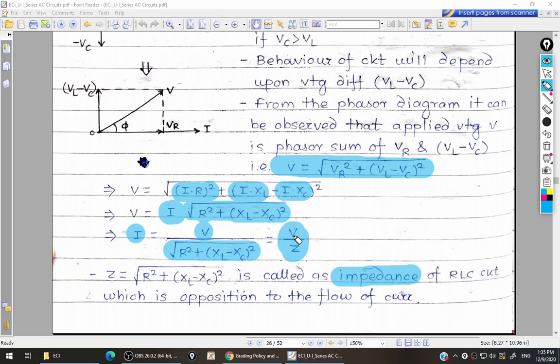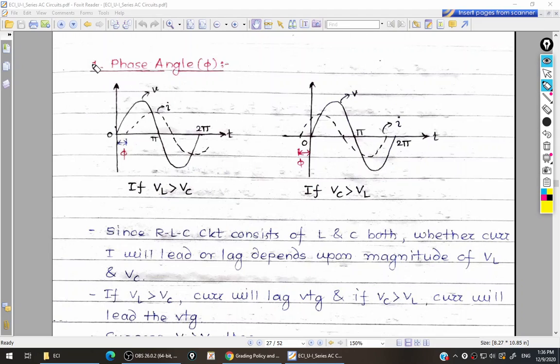Now we will study various parameters related to this RLC circuit. Friends, our first parameter is phase angle or phase difference. It is indicated by phi. Phase difference will depend upon the nature of the circuit, the behavior of the circuit, and the behavior of this circuit will be decided by the values of VL and VC.